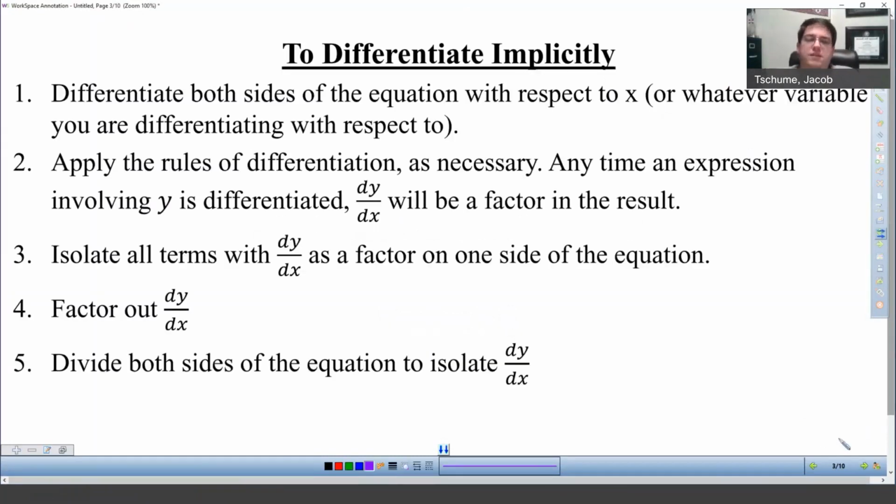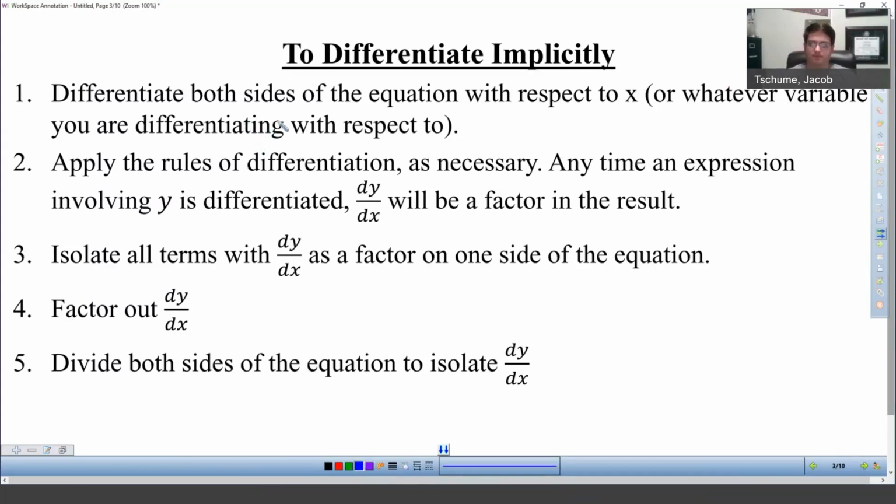To differentiate implicitly, we're going to see an issue where up until this point, we have always taken the derivative of y equals a function of x. Well, in this section, we're not going to have that anymore. We're going to have random equations where x's and y's are all over the place, and we still need to be able to take the derivative. So here's a guideline of how we're going to do this today.